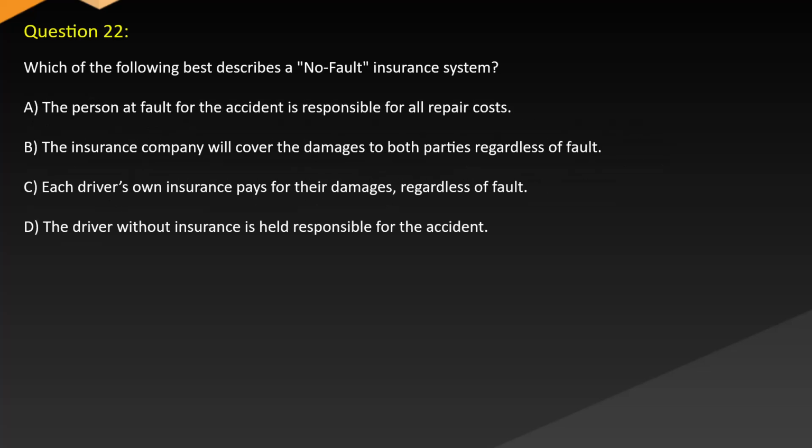Question 22. Which of the following best describes a no-fault insurance system? A. The person at fault for the accident is responsible for all repair costs. B. The insurance company will cover the damages to both parties regardless of fault. C. Each driver's own insurance pays for their damages regardless of fault. D. The driver without insurance is held responsible for the accident.